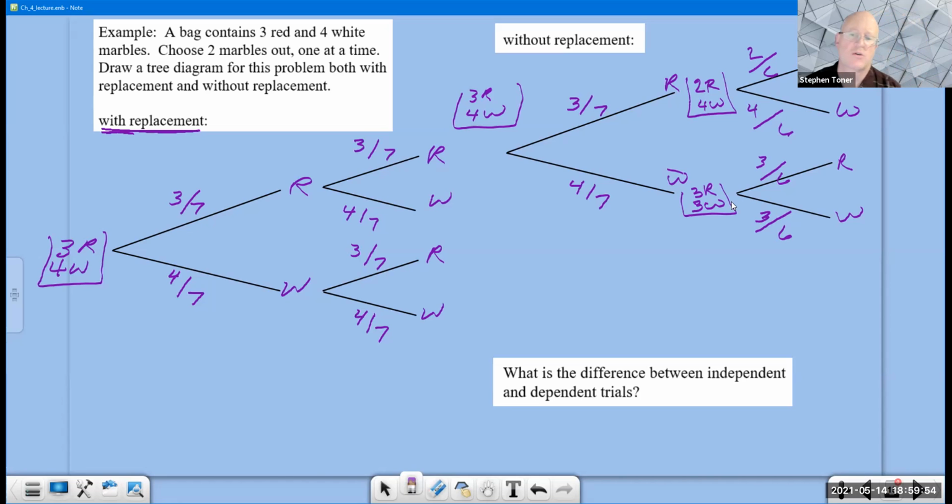It asks you this question: what is the difference between independent and dependent trials? In independent trials, the outcome of one draw or one trial does not affect the next trial. And that's what we had at the left here with the replacement between draws. When you have dependent trials, then something is happening where the second draw or the second trial depends upon the outcome from the first trial, and the denominators are actually going to change in that case. Dependent, the probabilities change. Independent, the probabilities stay the same from trial to trial.